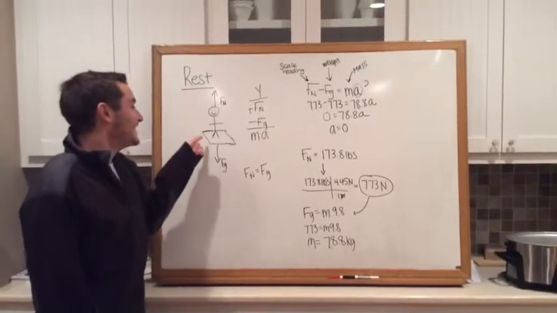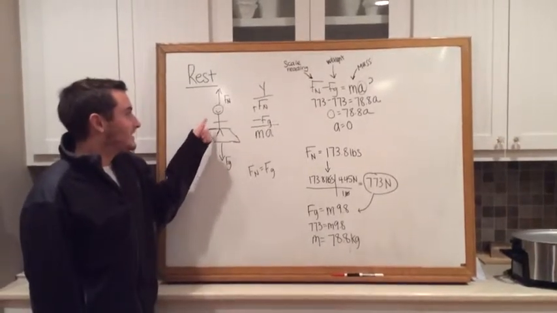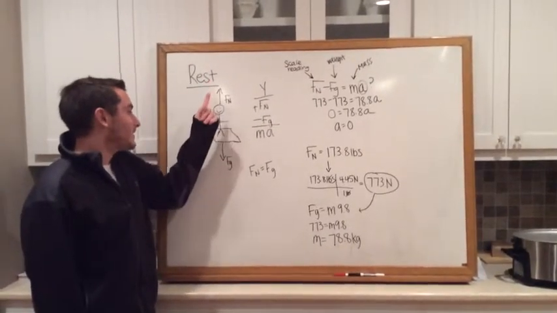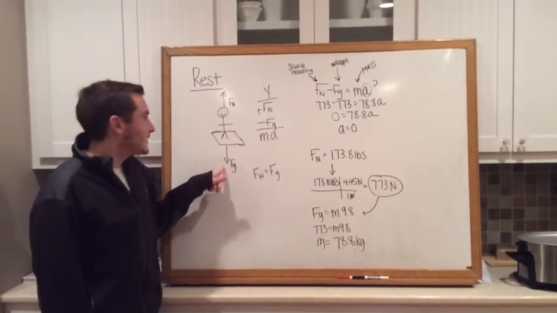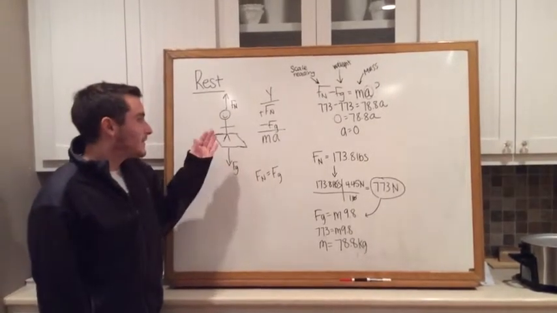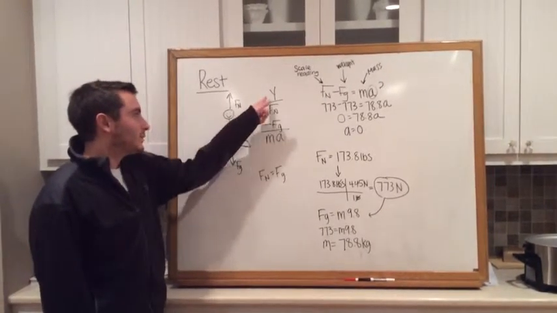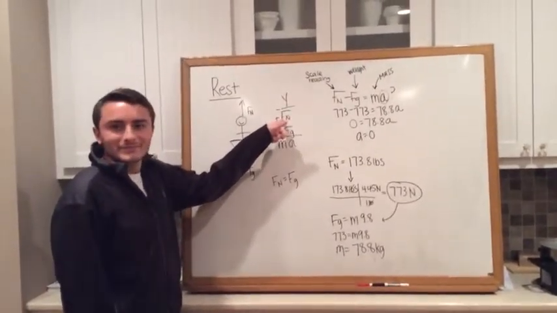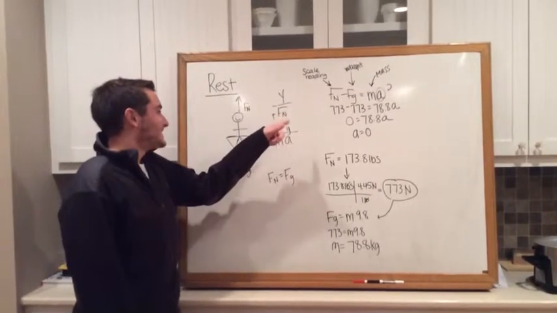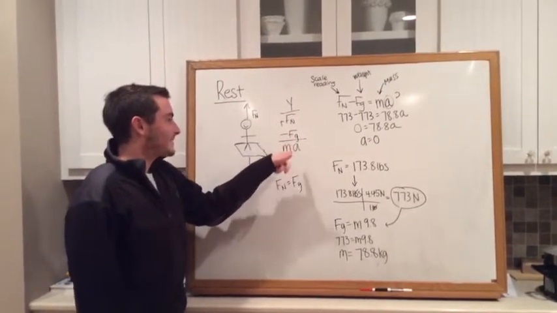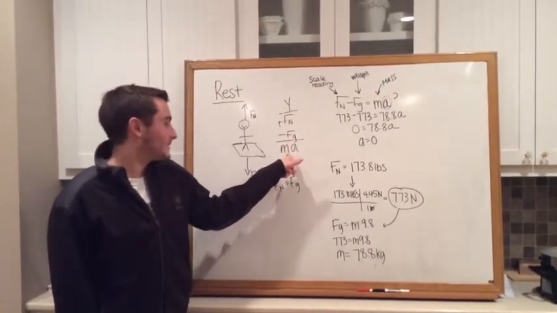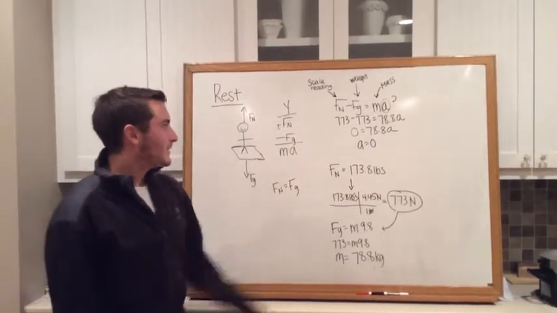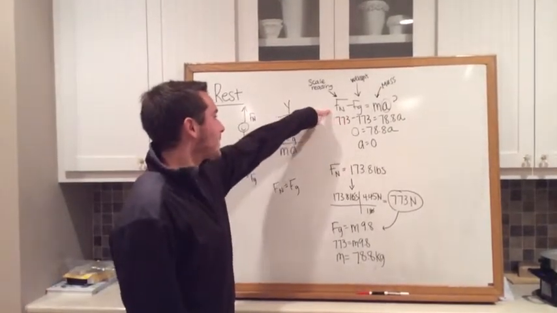This is the person standing on the scale at rest, and the normal force is acting there, and the force of gravity is acting there. The elevator is only going up and down, so we use the y-axis, and so we know F_N and F_g equals mass times acceleration. So then we go over here, and this is the formula we'll be using.